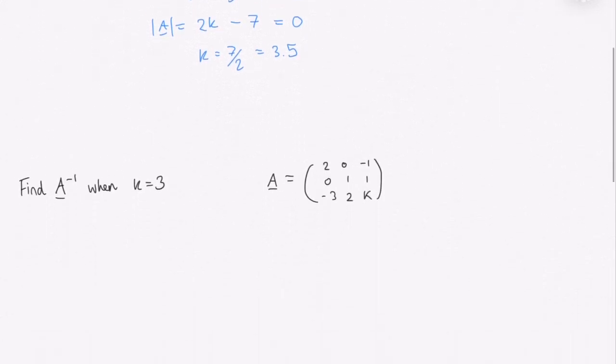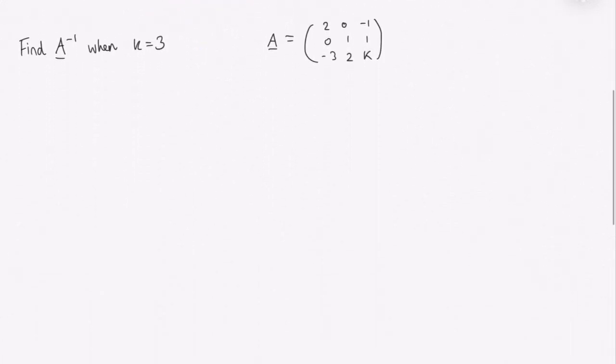Okay, part 2 of this question asks you to find A inverse when k equals 3. And again, if you've not done this, please pause the video first and try this yourself. Okay, well, you might want to just substitute k equals 3 straight into the matrix. I'm not going to do that. I'm going to find A inverse in terms of k and then substitute k equals 3 in, because that's a skill you need to have. So, what do we know about finding the inverse matrix?